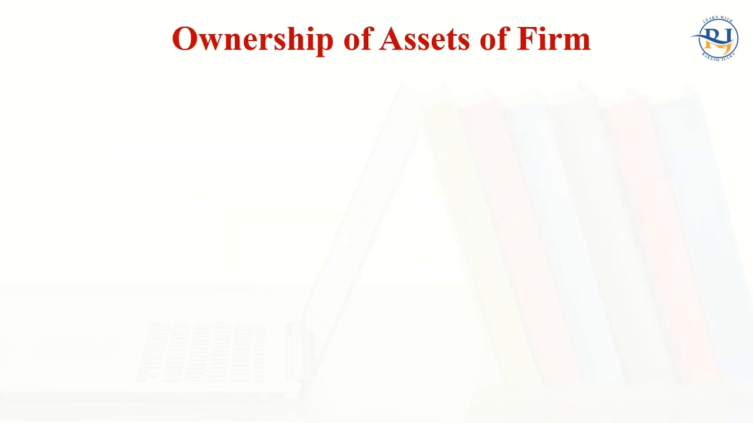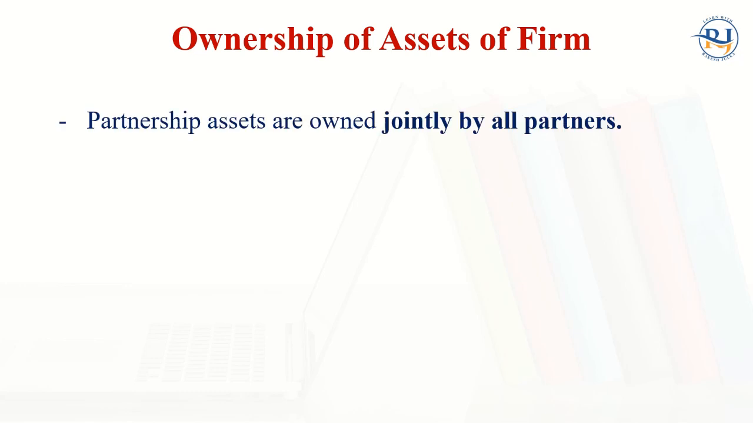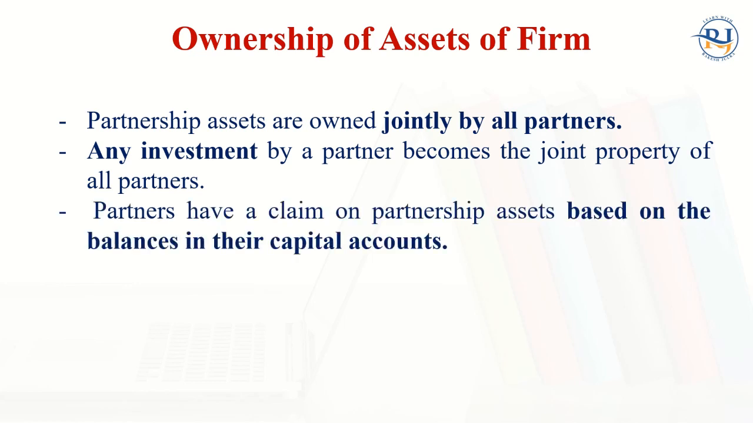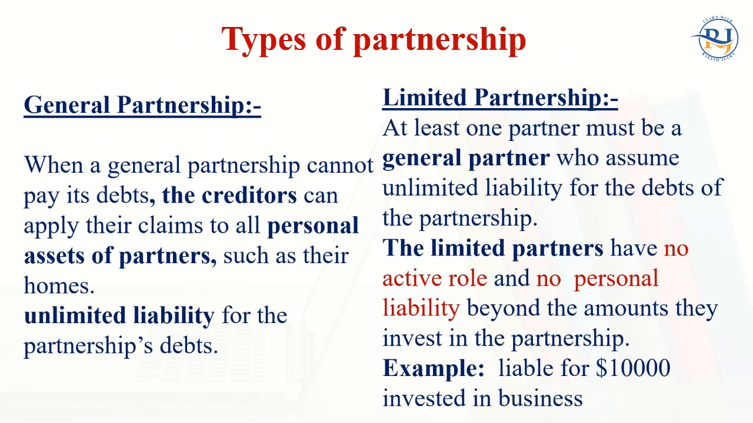Now, what is the meaning of ownership of assets of the firm? Partnership assets are owned jointly by all partners. For example, any investment by a partner becomes the joint property of all the partners, and partners have a claim on partnership assets based upon the balances in their capital accounts. So, what are the different types of partnership? The first one is the general partnership, the second is the limited partnership.